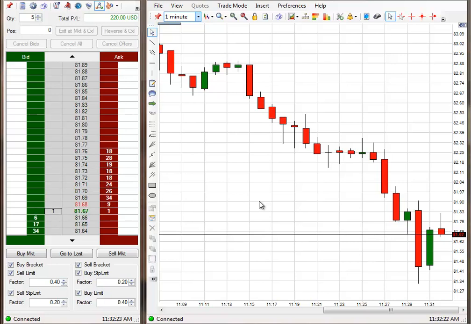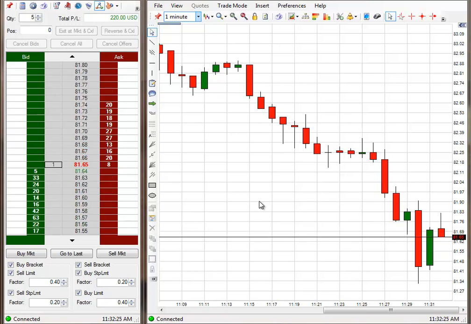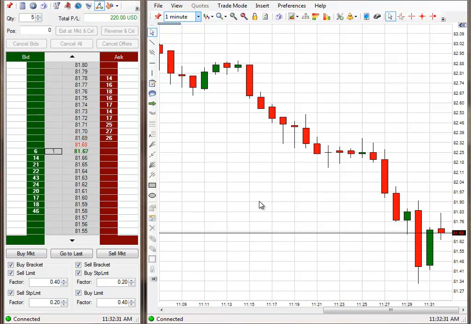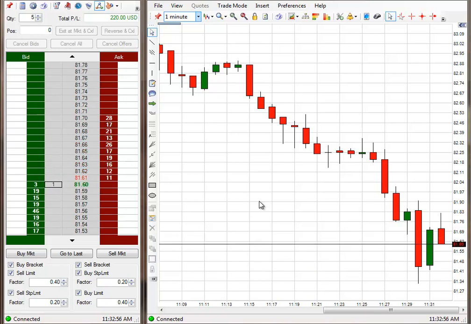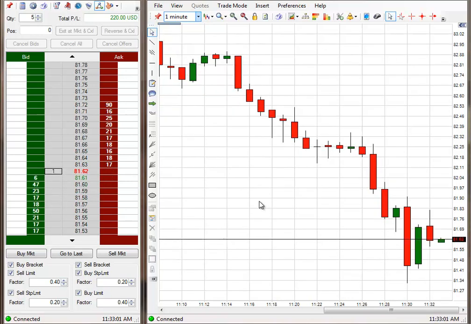Otherwise, the halfback technique, the entry would be, let's say, well, let's see here. Figure it would be around 82. Is that right? Wait, no, I think that's wrong. No, that's wrong. Okay, hang on a second. Man, what's this chart? Hang on, I'll be right back.